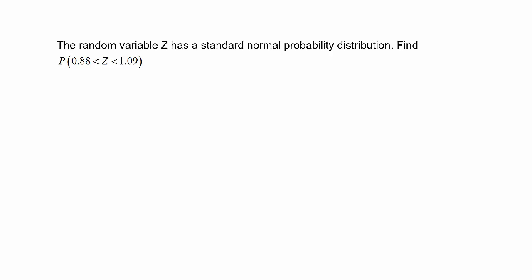The random variable z has a standard normal probability distribution. Find the probability that z is between 0.88 and 1.09. Okay, so we know it's a standard normal probability distribution, so we can draw a bell curve as a visual aid.